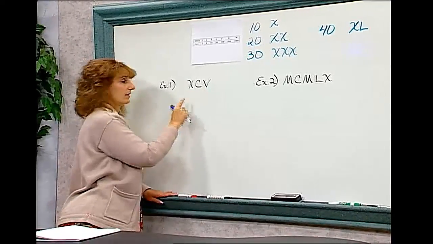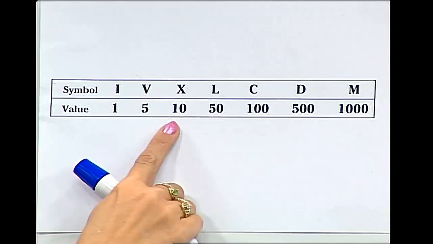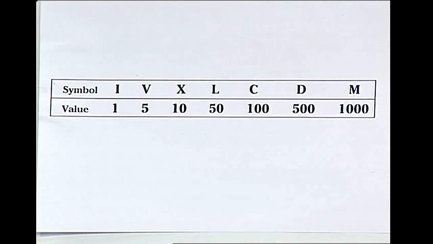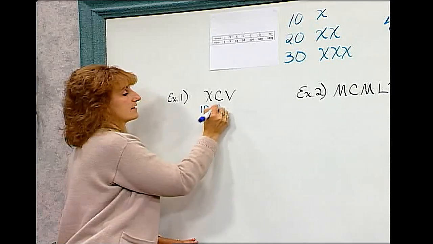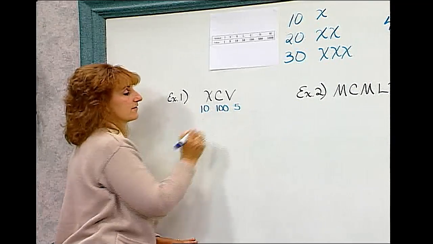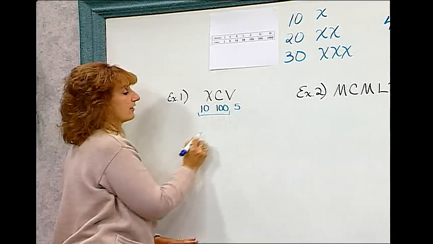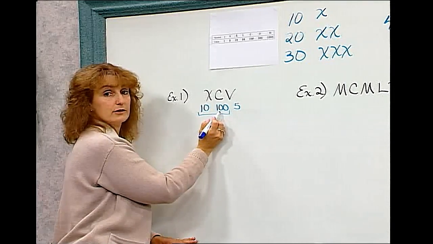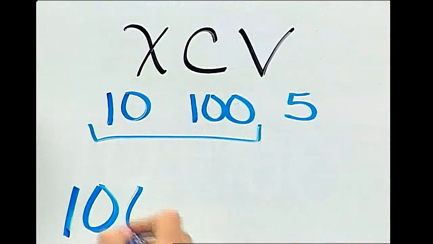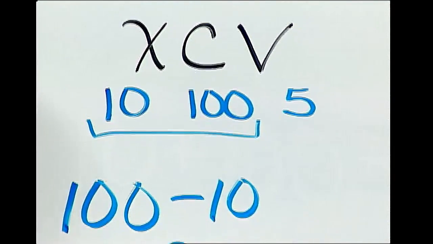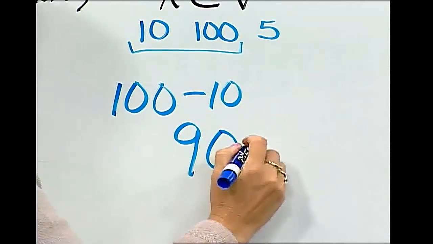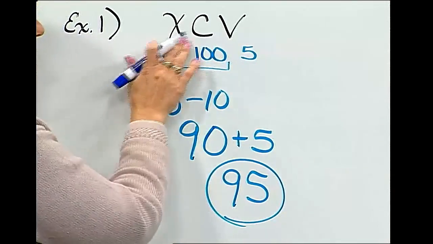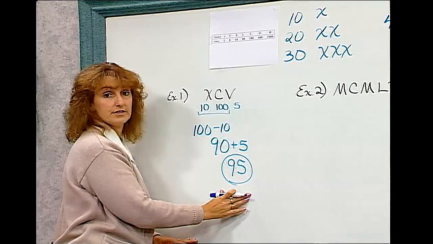The Roman numeral XCV. X is 10, C is 100, V is 5. If I look here, the smaller value comes before the larger value. That's my clue to subtract. 100 minus 10 is 90. Then I add the 5 on, and I get 95. So XCV is equal to 95.